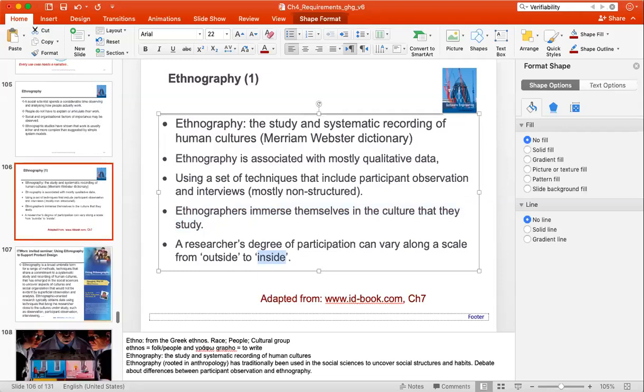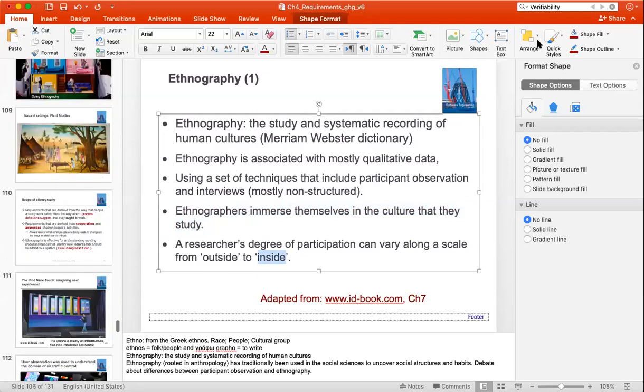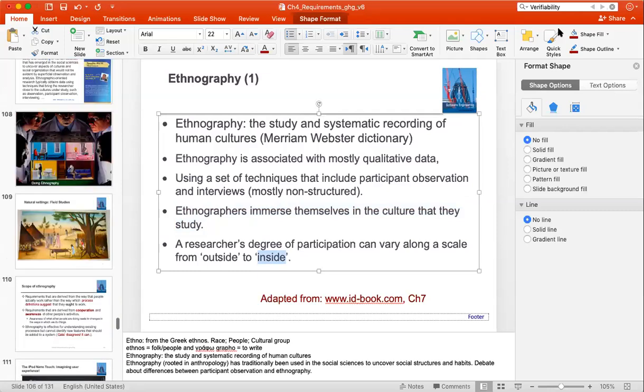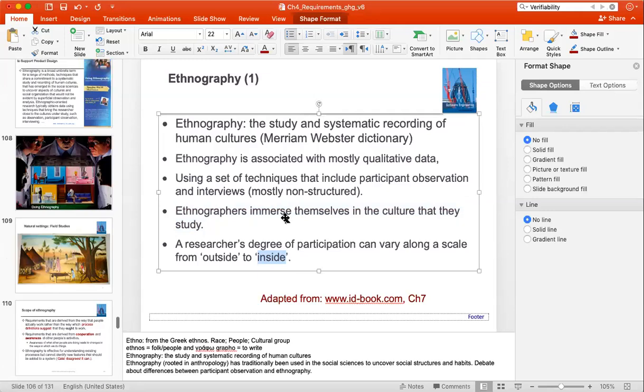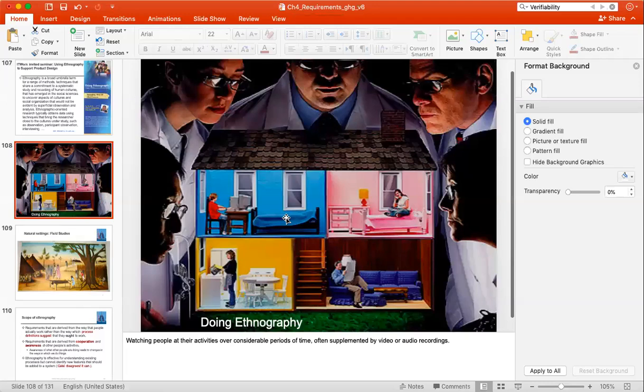Actually, I have some slides here just to give you an impression of what ethnography is like. You're observing a culture, observing what people do. So you observe domestic life: how people rest, how they work, how they interact with each other, how they cook, how they sit, and so on.